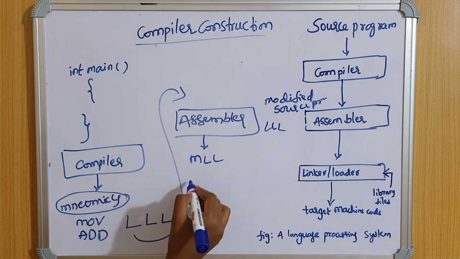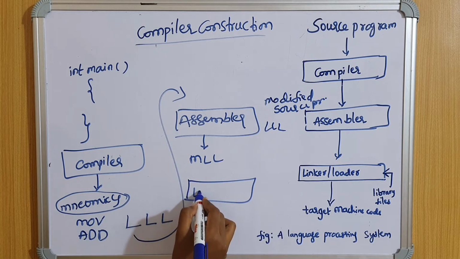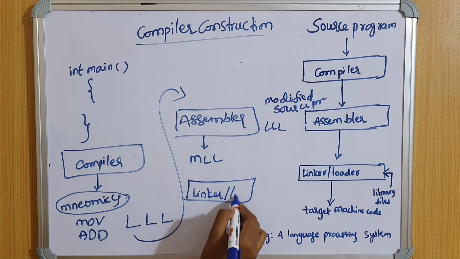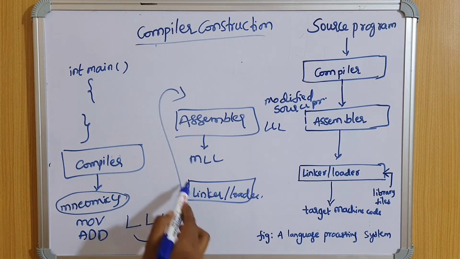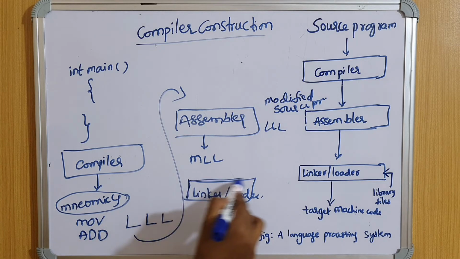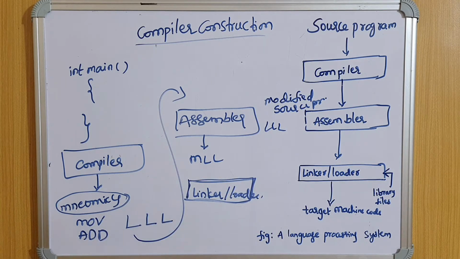Then the next step is the linker and loader. What will the linker and loader do? They help us load the library files which are needed for the execution of any program. Then we will get our target machine code, that is zeros and ones.